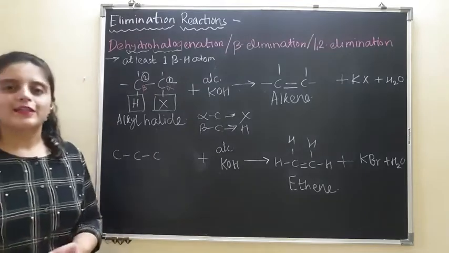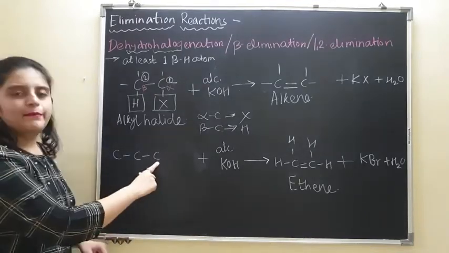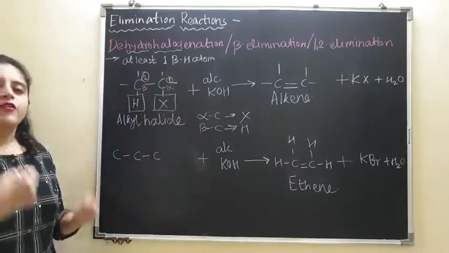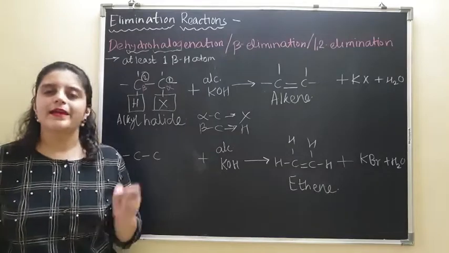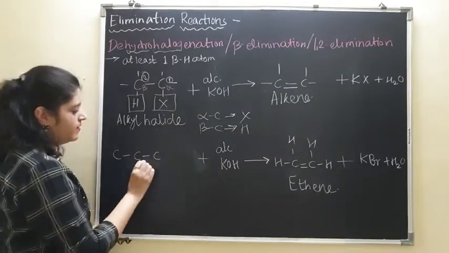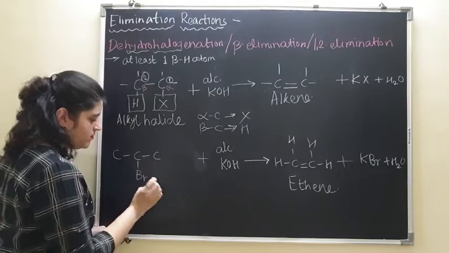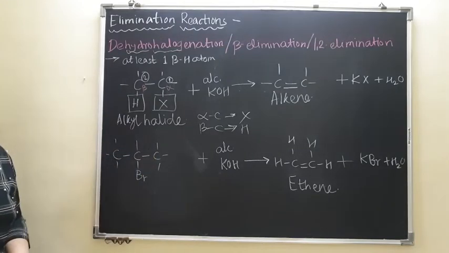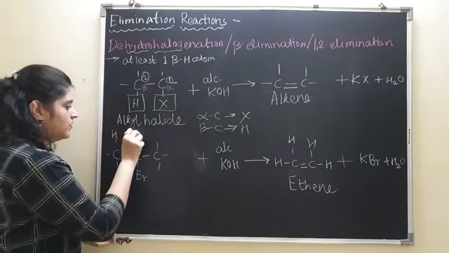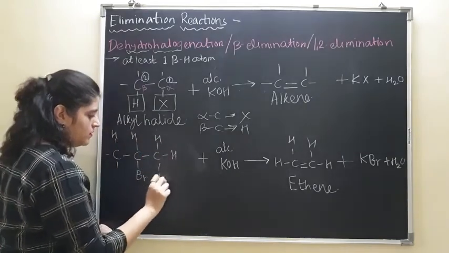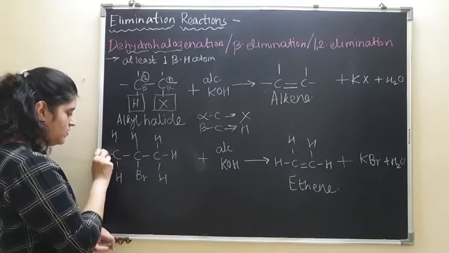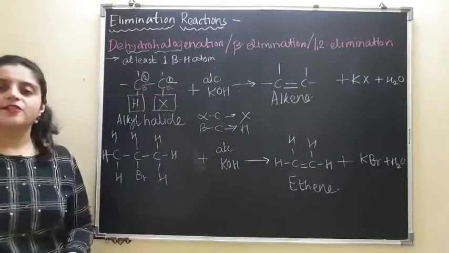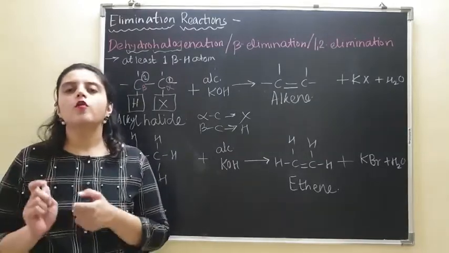Now there can be 2 isomers over here. That means Br can be attached to the first carbon atom or Br can be attached to the second carbon atom. If you take any of the examples, the product has to be the same. And we will fill the remaining valencies with hydrogen. The name of the structure over here has to be 2-bromopropane.